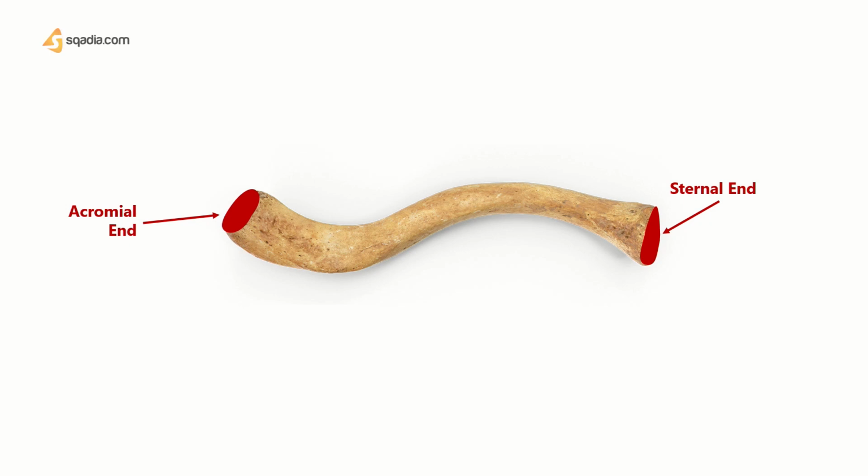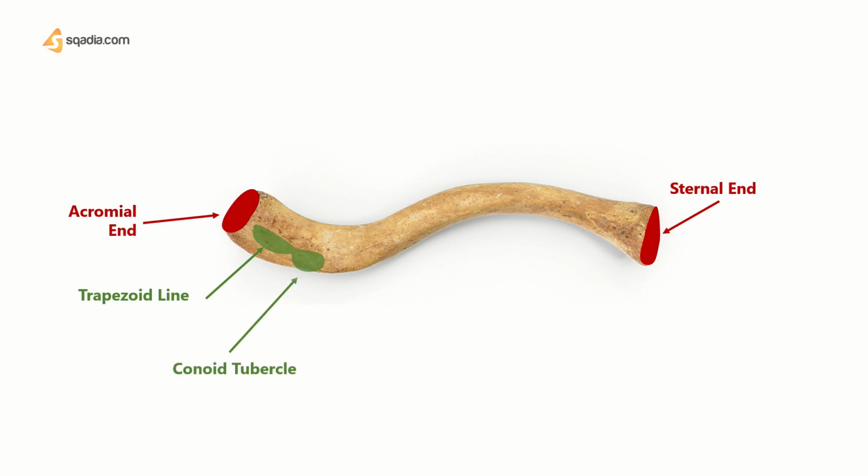Starting from the lateral third of the clavicle, we see a trapezoid line, which is a longitudinal ridge running forward towards the lateral end of the clavicle, giving attachment to the trapezoid part of the coracoclavicular ligament.